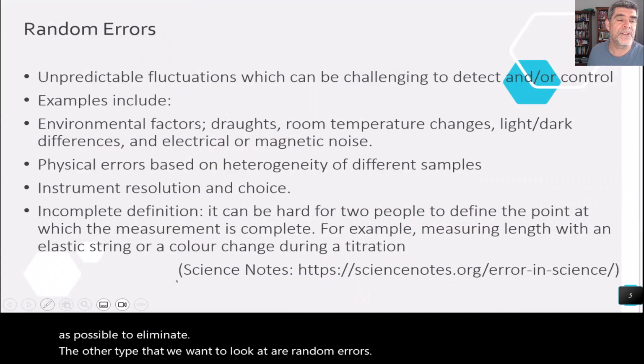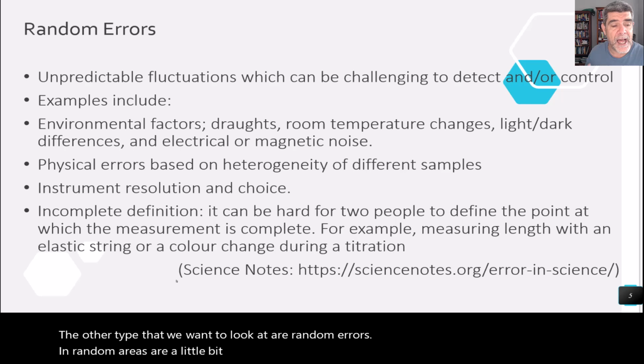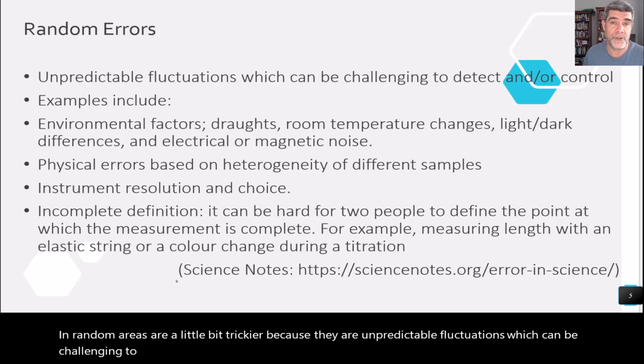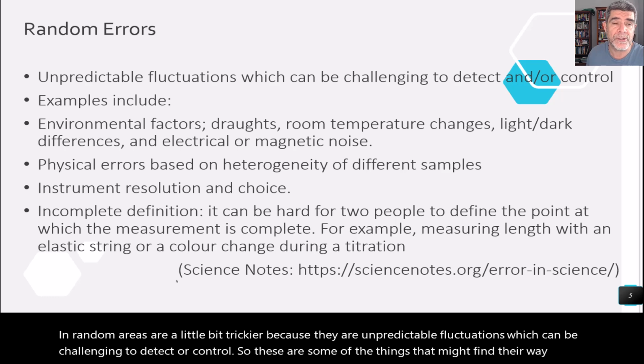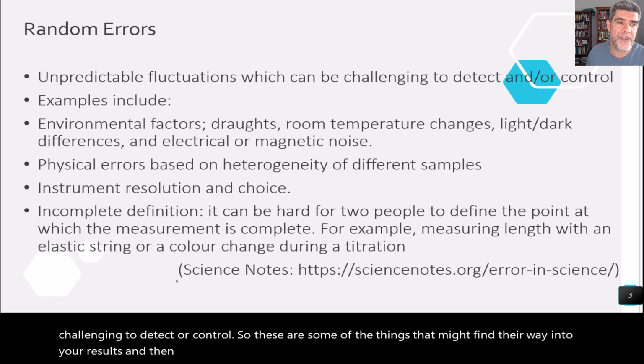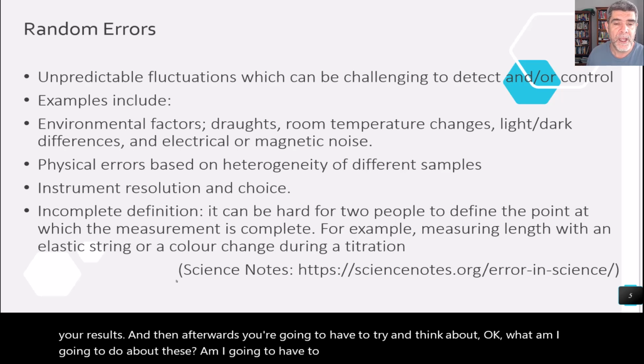And random errors are a little bit trickier because they are unpredictable fluctuations which can be challenging to detect and or control. So these are some of the things that might find their way into your results, and then afterwards you're going to have to try and think about, okay, what am I going to do about these? Am I going to have to repeat an experiment? Is there some way I can account for these sorts of errors?